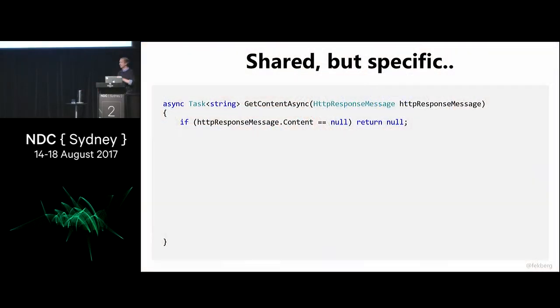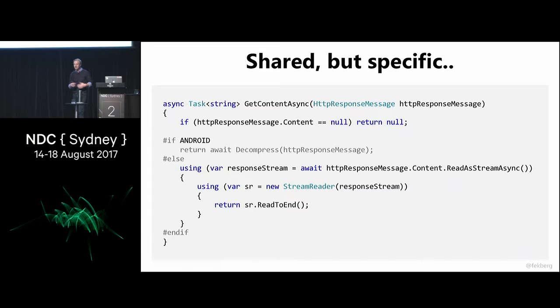Well, I showed you earlier that we can be specific in a shared manner. In this case, we have a way for us to retrieve a message from an HTTP response message, and the content is going to be gzipped. If it's gzipped, you have to manually decompress that on Android, but that's just automatic on iOS. So the way that we can do that is, instead of introducing a lot of abstractions, interfaces and services, it's just this one line to say, if it's on Android, just run this different thing.